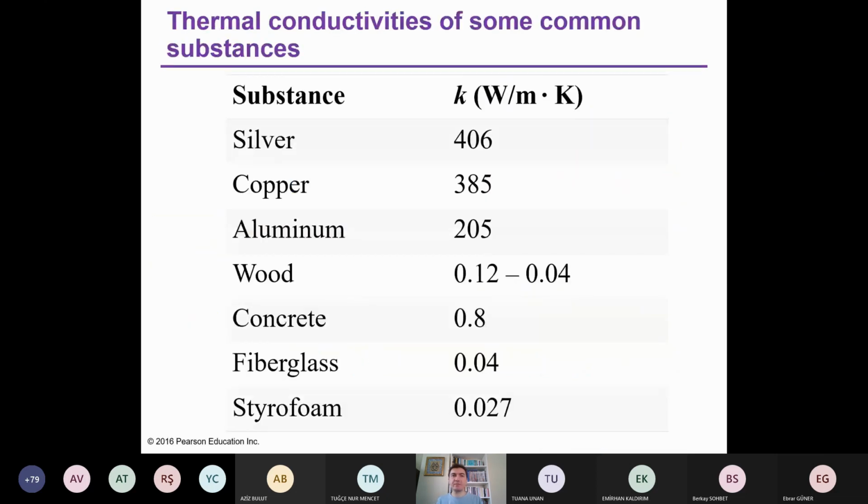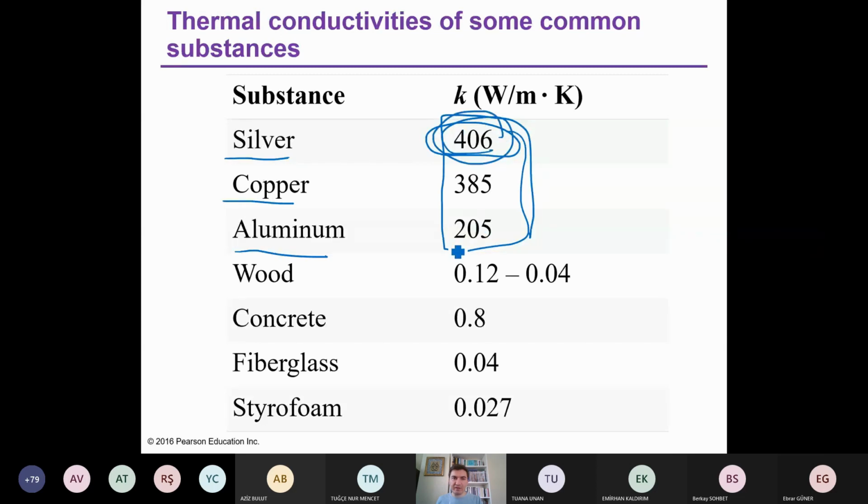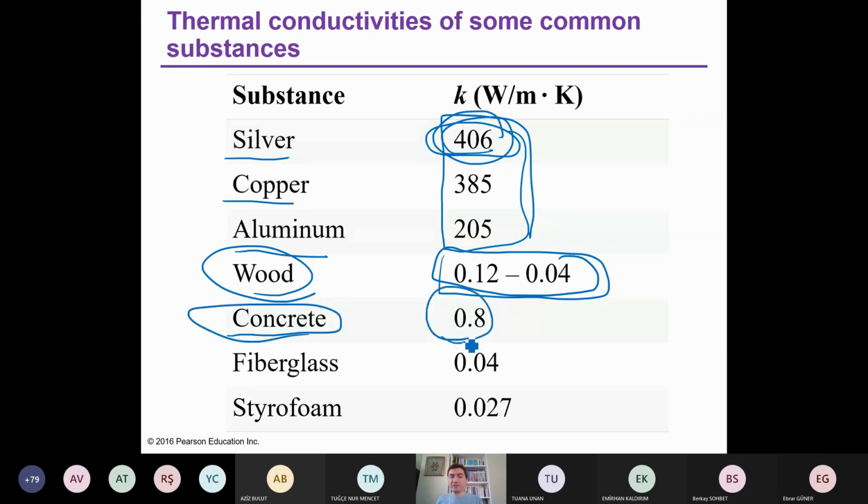So here we have some thermal conductivities of common substances. For example, here we have silver. It has 406 watt per meter per Kelvin. Here we have copper, here we have aluminum. These are the metals. You see, of course, conductivity of silver is much better compared to aluminum. And here we have wood. Wood has very low thermal conductivity, you see. And here there is concrete. It also has very low thermal conductivity compared to the metals.